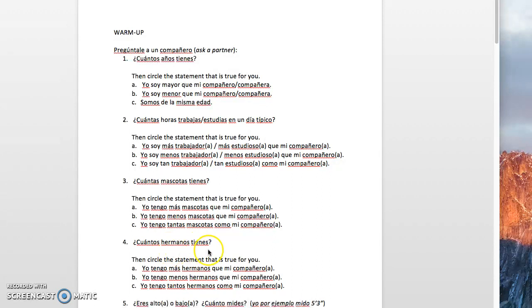¿Cuántos hermanos tienes? If your partner tells you, tengo 2 hermanos, which one's true for you? ¿Tengo más hermanos que mi compañero? ¿Tengo menos hermanos que mi compañero? ¿O tengo tantos hermanos como mi compañero? Tantos hermanos significa yo tengo 2 y tú también tienes 2. Yo tengo tantos hermanos como mi compañero.